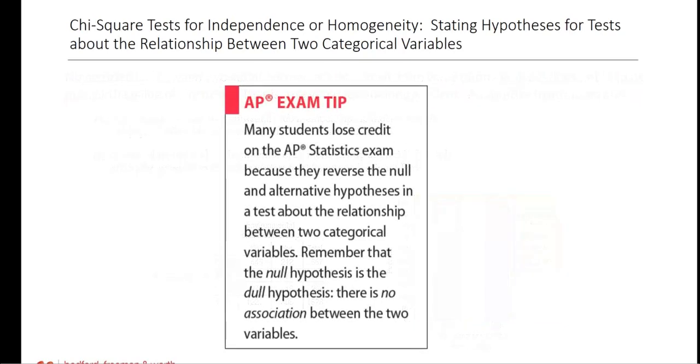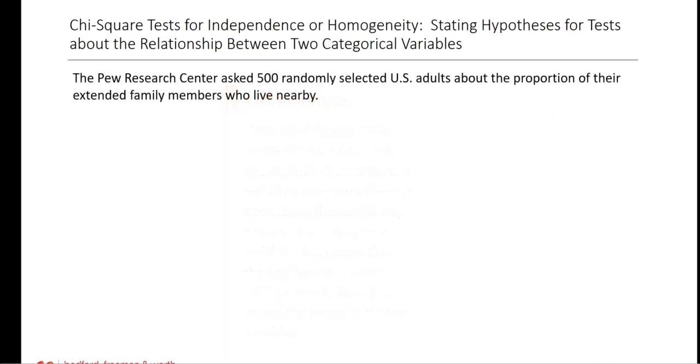I kind of like this. So remember, the null is the null hypothesis. There's nothing happening here. It's null. There's no association between these two variables. They don't have any association. So that's the null. The alternate is there is an association.